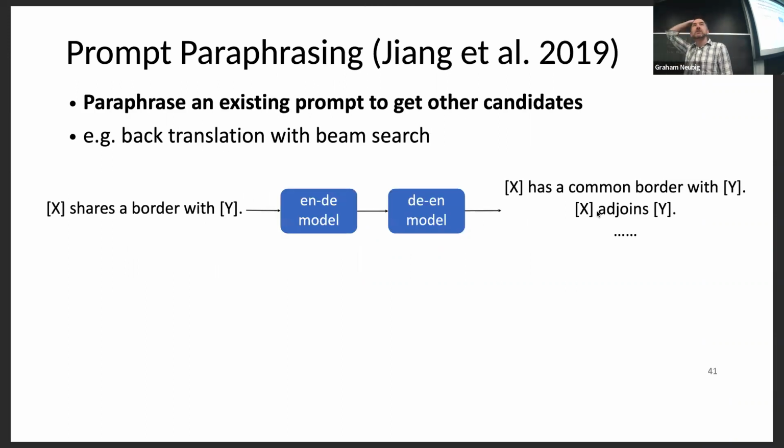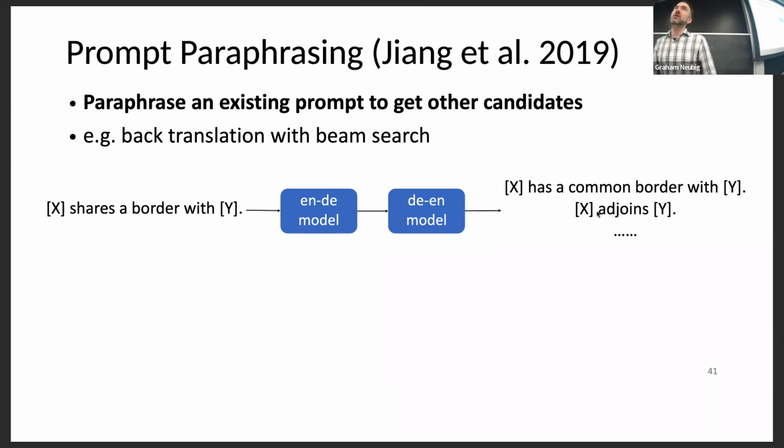So another thing is prompt paraphrasing. This is where, if you have an existing prompt, you can paraphrase it to get other candidates for prompts that you could be using. And some of these might be more appropriate or more useful.